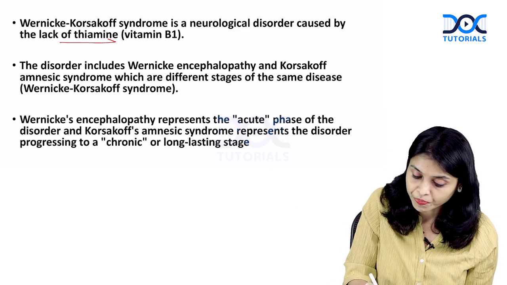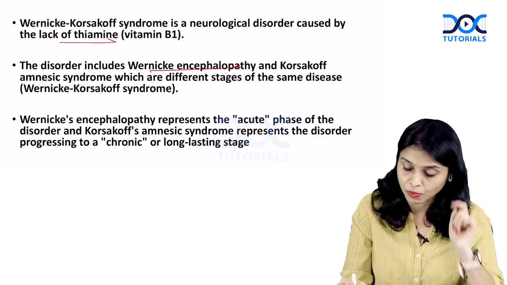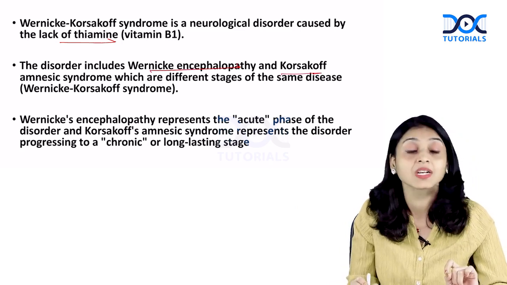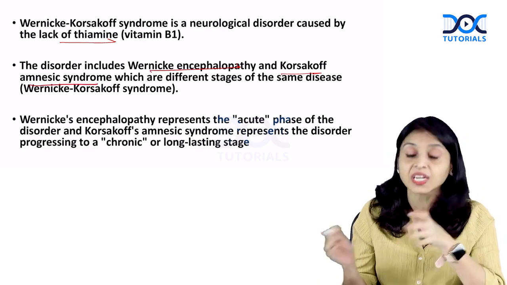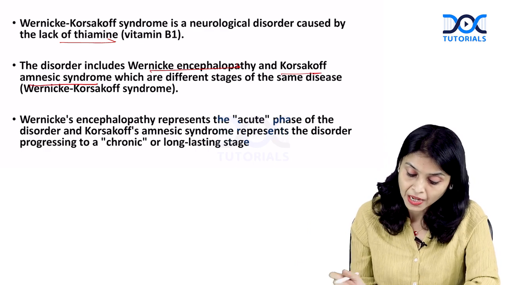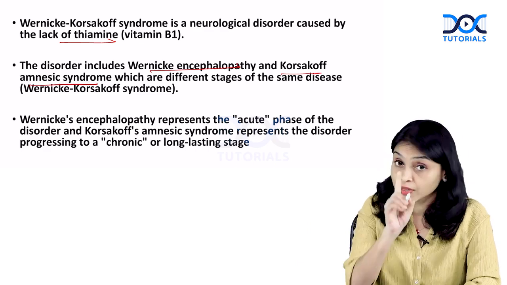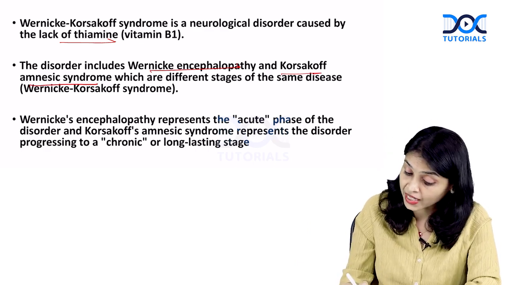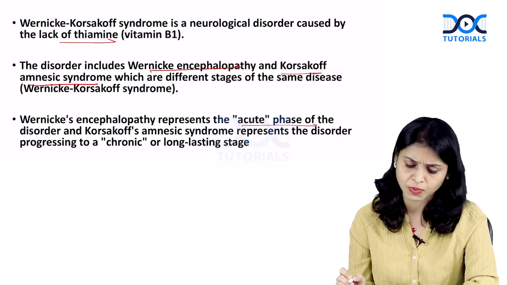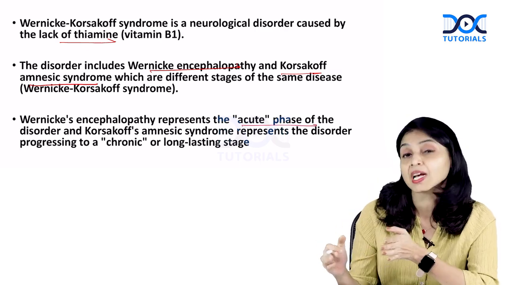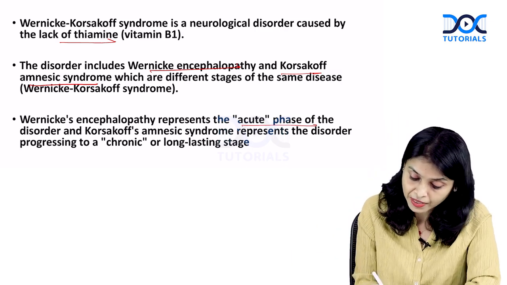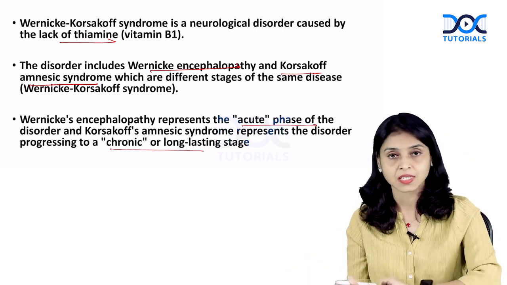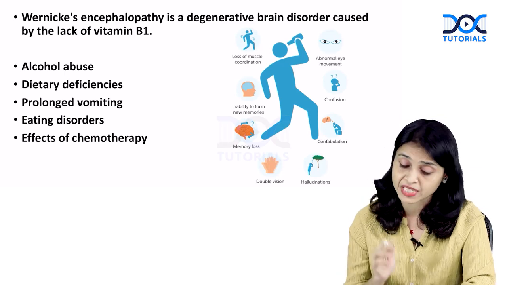Okay, so it includes Wernicke's encephalopathy and Korsakoff's amnesic syndrome, which are different stages of the same disease. Wernicke's encephalopathy represents the acute phase of the disease, and Korsakoff's amnesic syndrome is something which happens afterwards. It represents a chronic or long-lasting stage. Now, what happens in the first stage?